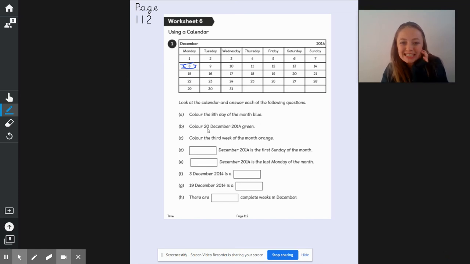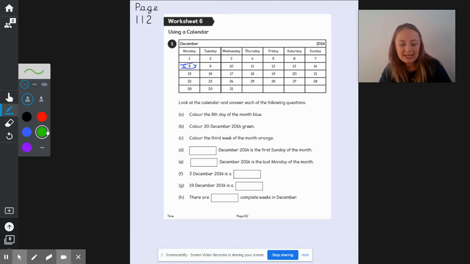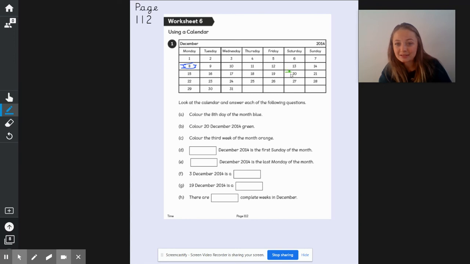Colour the 20 December 2014. So the 20th of December, green. Can you find the 20th of December? So we're looking for our 20 in here. Our 20 is here. We can look up, that was a Saturday.